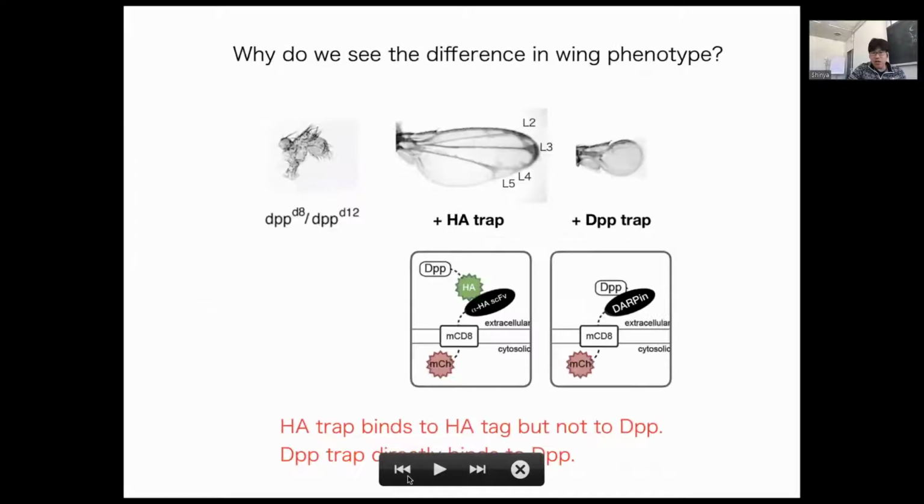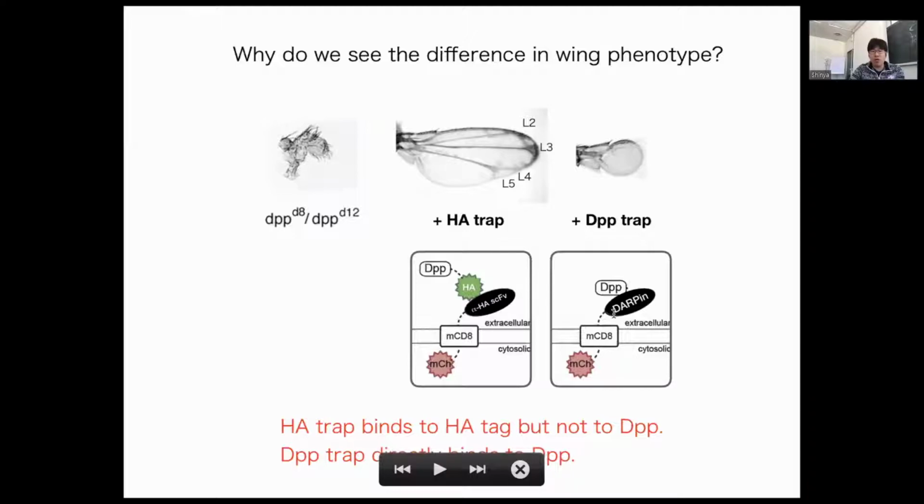So as I showed here, it seems that HA trap traps DPP, but still DPP can somehow bind to the receptor and activate signal. But in the case of DARPin, of course, the DPP dispersal is affected, but at the same time, the signaling activity is blocked because DARPin binds to the receptor.